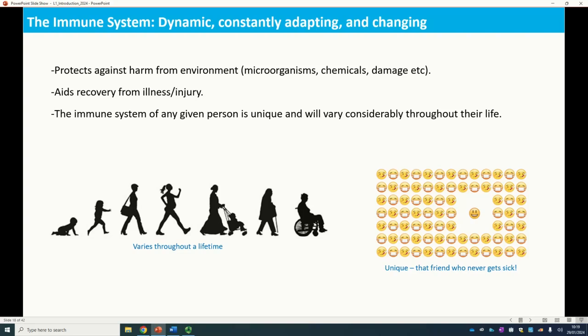And it's very important to remember that the immune system is constantly changing throughout our lifetimes. So it's dynamic, constantly adapting and changing. As we discussed in the last slide, we know that it's protecting us from harm from the environment, so this includes pathogens and chemicals as well as damage. It's also playing a key role in recovery from illness and injury. But it will actually vary throughout a lifetime.